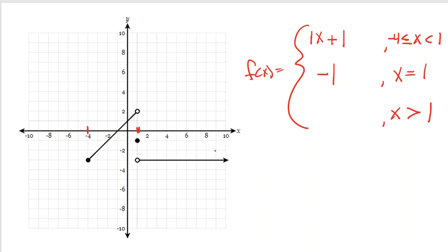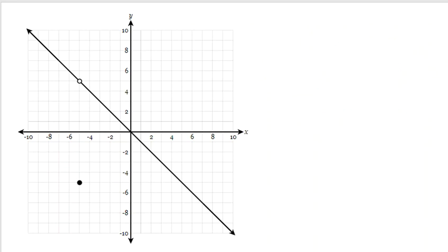And that's a horizontal line. Horizontal lines are the easiest lines in the world to write. They're just numbers. So it looks like there is a horizontal line at -3. So at any value greater than 1, I am always -3. When x equals 1, I'm a point, -1 right there. And then any value from -4 to 1, it looks like I'm using this line segment, x plus 1.